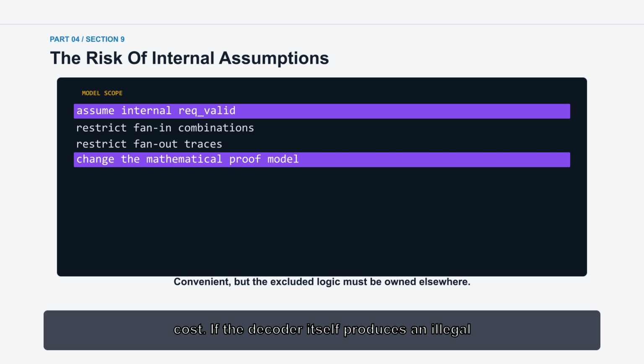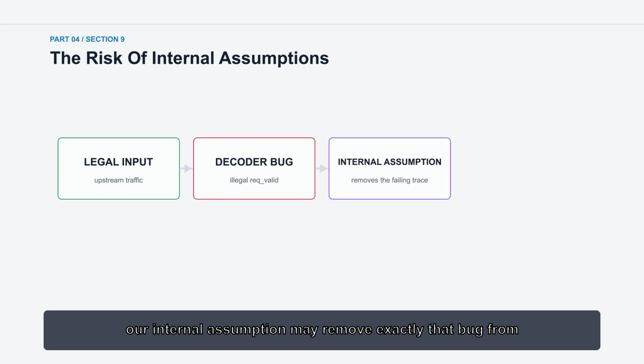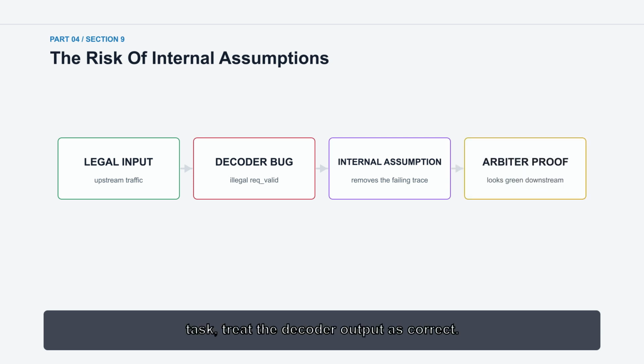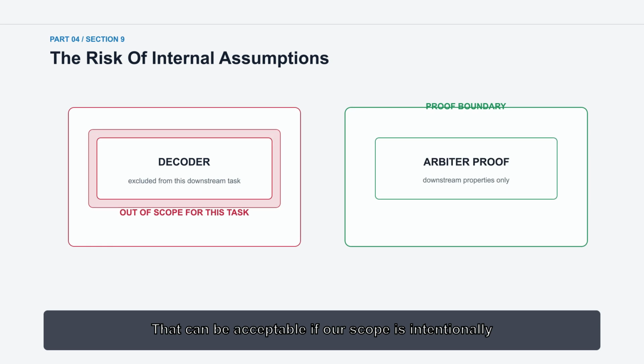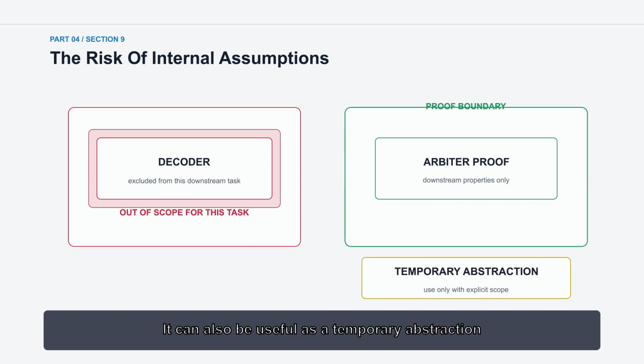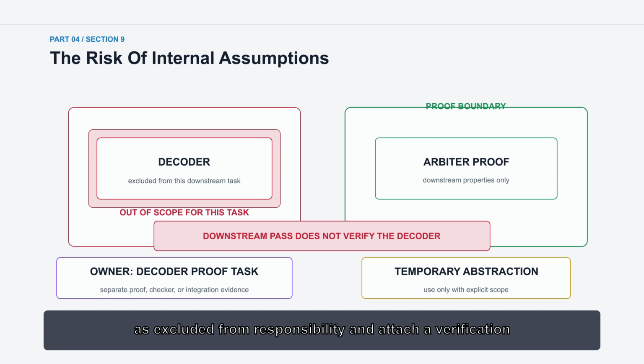That convenience has a cost if the decoder itself produces an illegal rec valid value for a legal input. Our internal assumption may remove exactly that bug from the proof. We have effectively said, for this verification task, treat the decoder output as correct. That can be acceptable if our scope is intentionally downstream and the decoder is independently verified. It can also be useful as a temporary abstraction or complexity reduction. But we must not describe the resulting proof as covering the decoder. Shade the decoder as excluded from responsibility and attach a verification owner.